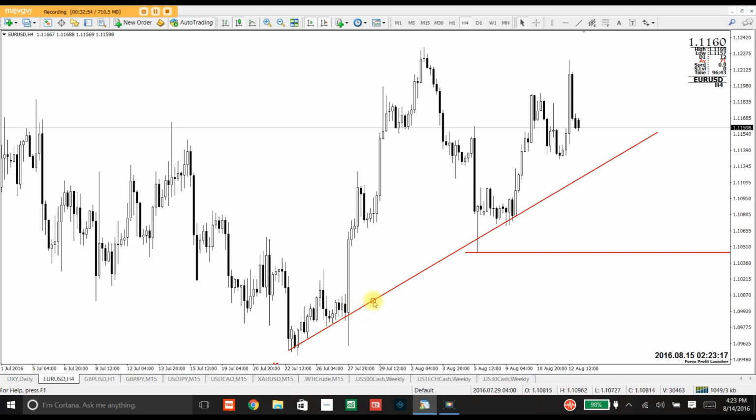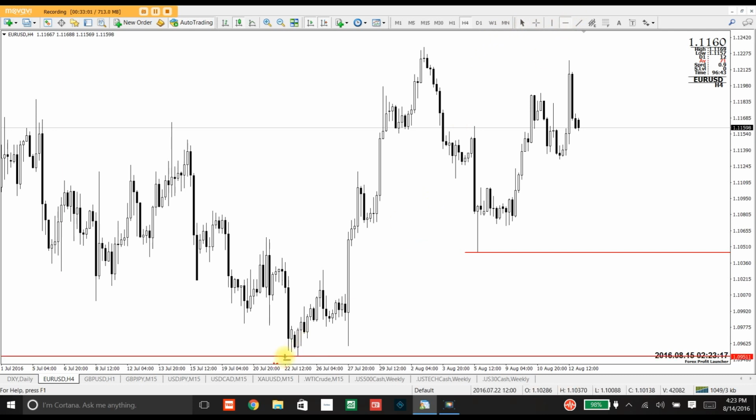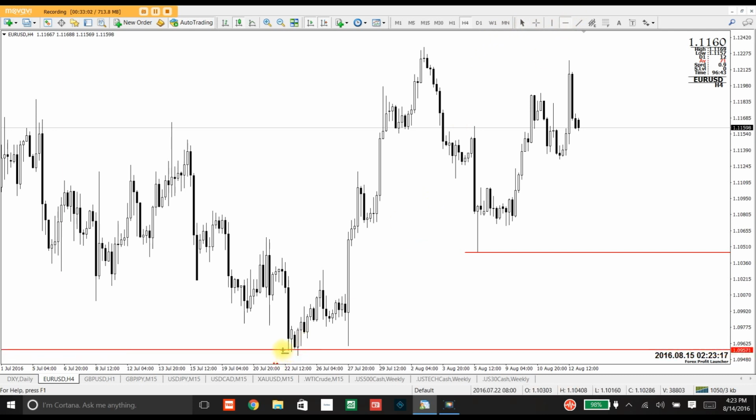No, because they don't have this drawn. They don't have it. They have institutional levels drawn. Like this level right here. What do we have? Right here.